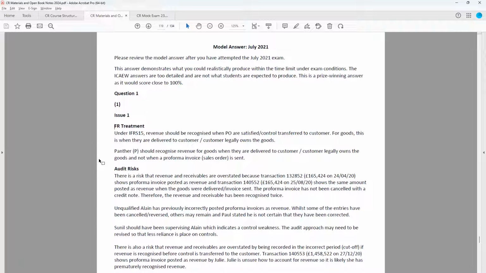As we go through the questions, you get to see my answers to the questions, and that is something which you should be aiming to produce in the exam. I'll teach you how to answer the question concisely and effectively to ensure that you pick up all of the marks for the question.